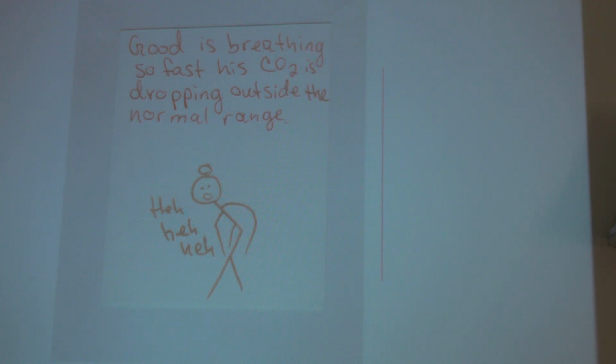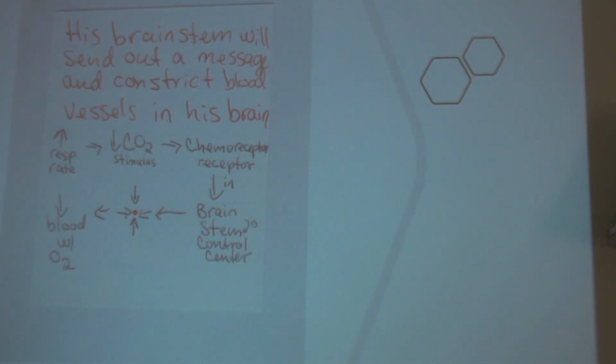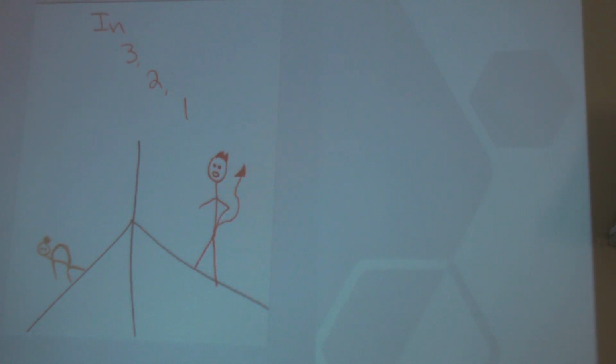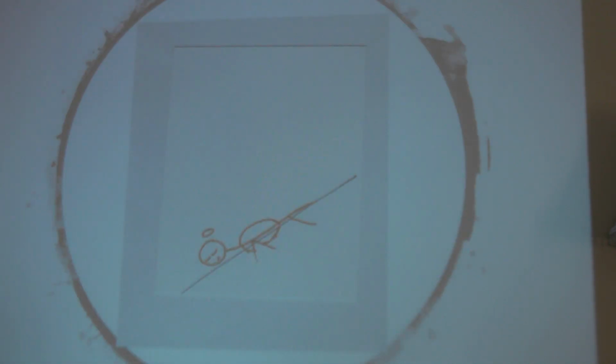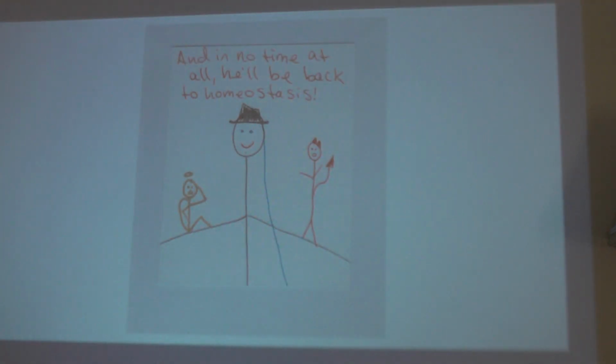Good is breathing so fast his CO2 is dropping outside the normal range. This decrease in CO2 will be detected by chemoreceptors in his brainstem. His brainstem will send out a message and constrict blood vessels in his brain. The decrease in O2 availability will cause him to pass out. In 3, 2, 1... And now, his autonomic nervous system will take over to slow and deepen his breathing. He'll stop breathing off all his CO2, and in no time at all, he'll be back to homeostasis.